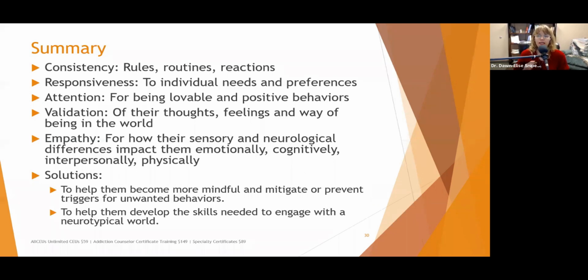To help them become more mindful and mitigate or prevent triggers or unwanted behaviors, we need to help them figure out what those triggers are and what helps them. And we can also help them develop the skills needed to engage in a neurotypical world, so they can recognize potential danger situations ahead of time and figure out how to mitigate it so they're not overwhelmed. Like passing period at a high school, that can be really overwhelming for someone on the spectrum.